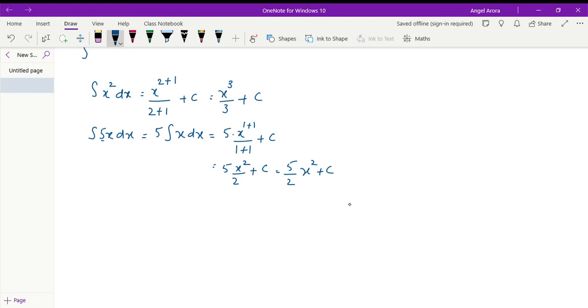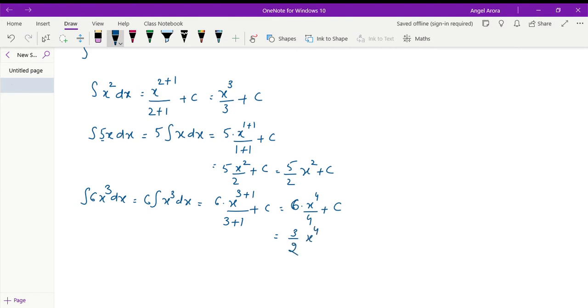Similarly, what is the integral of 6x cube dx? First of all, we will move 6 outside the integral. It will be integral of x cube dx. So let's start it. It will be 6 into x raised to 3 plus 1 upon 3 plus 1 plus c. So 6 into x raised to 4 upon 4 plus c, or 3 by 2 x raised to 4 plus c.